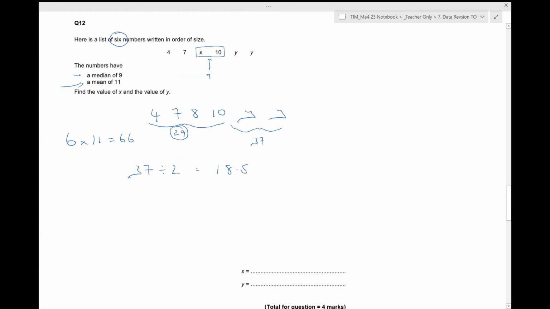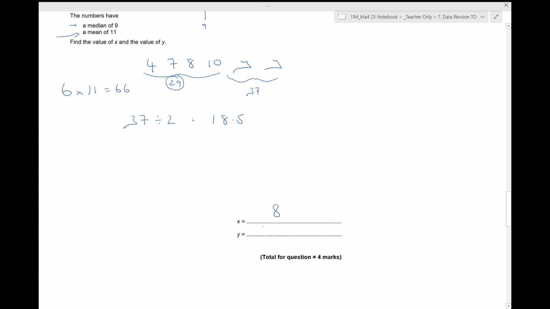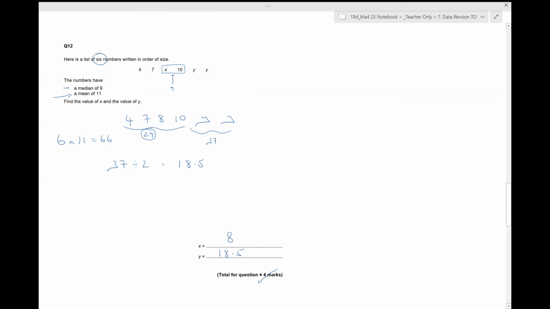Right, let's have a look. The question asked me for the value of X, which I found was 8, and the value of Y, which is 18.5, and that's a nice 4 marks there, which will do very nicely.